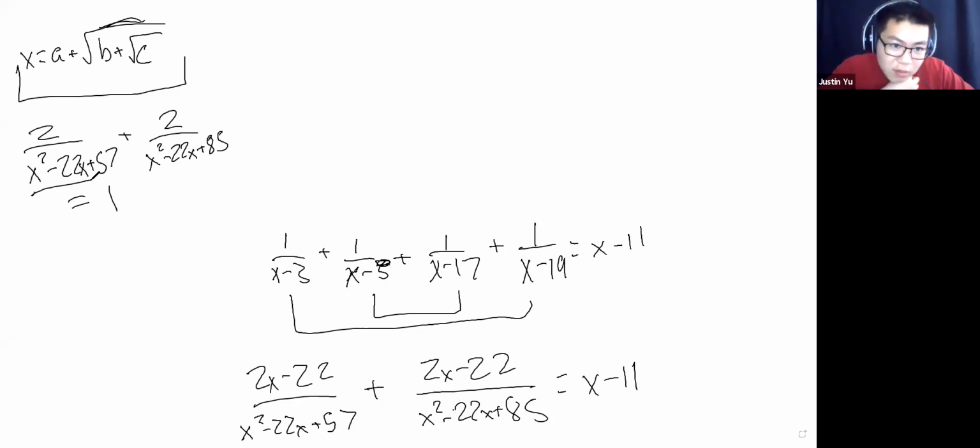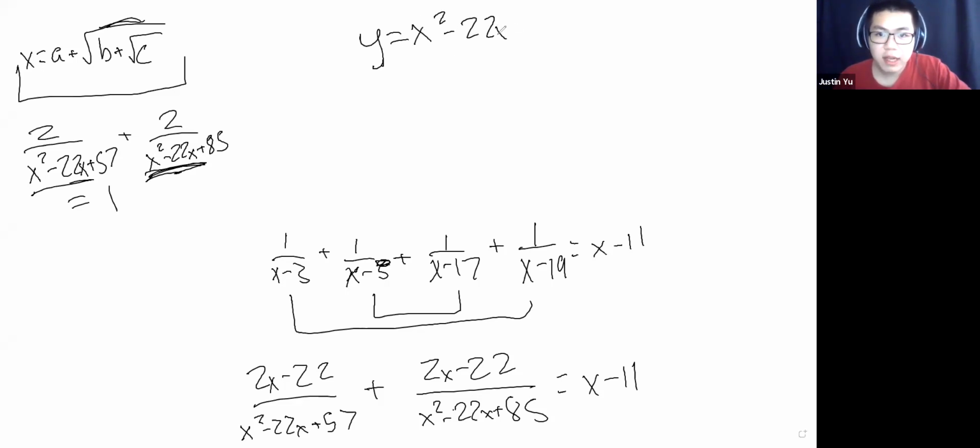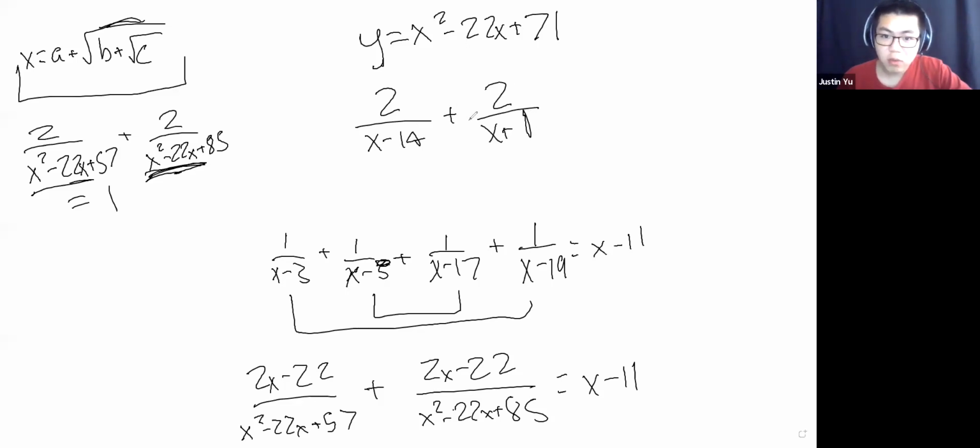Yeah, we see this similar term in both sides, and that's excellent. I'm going to be a bit different and go y is equal to x squared minus 22x plus 71. Now, where did I pull 71 from? Well, that's simply the average of these two constant terms. So now it's going to look like y minus 14 and y plus 14. And that's equal to 1.